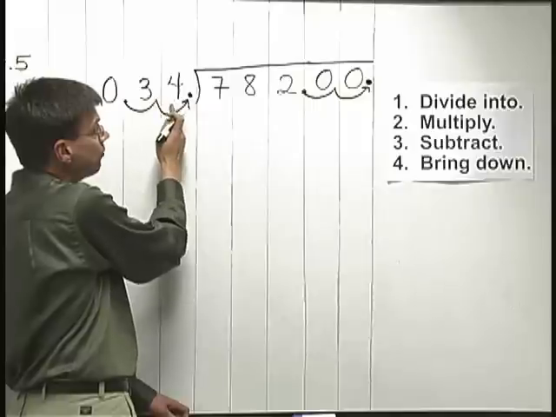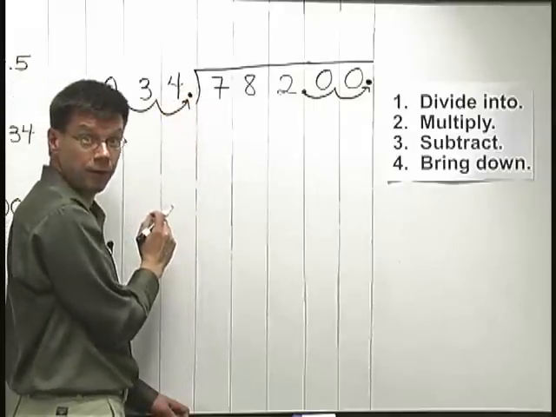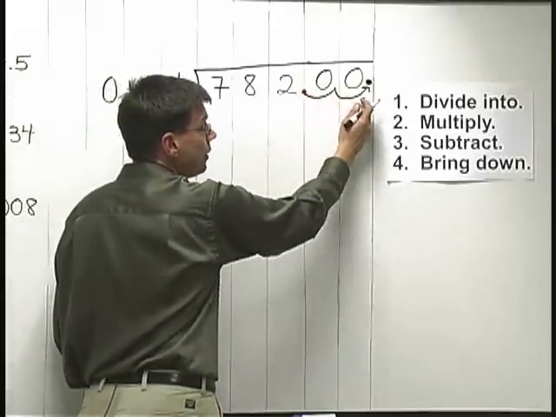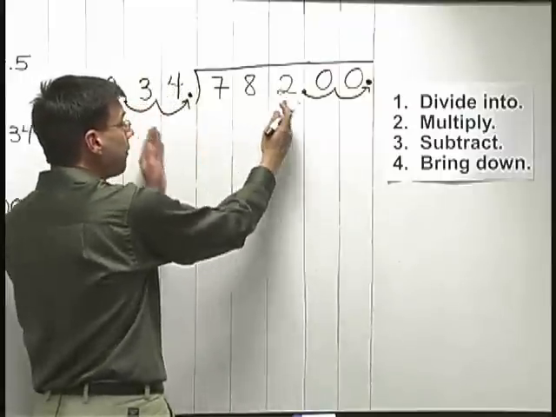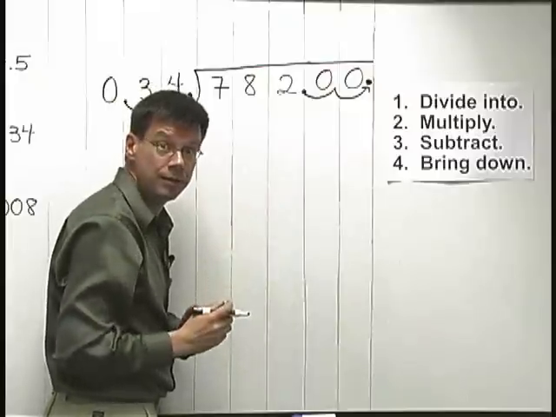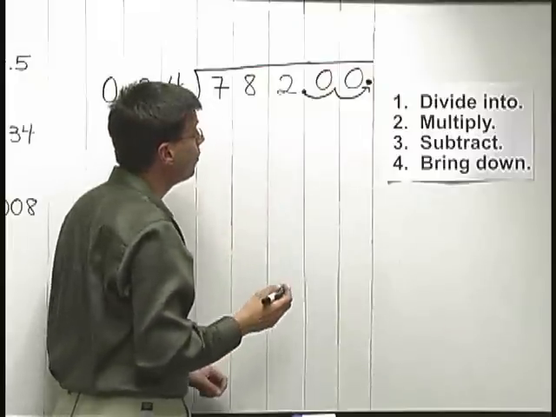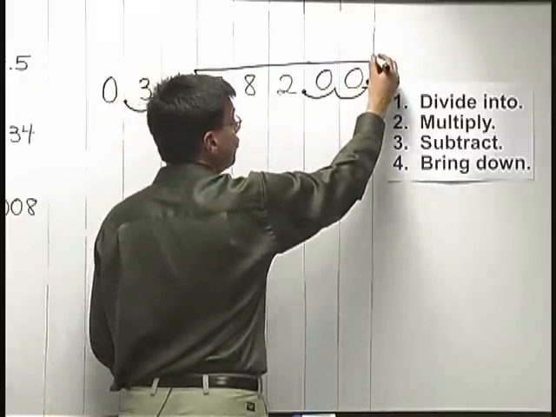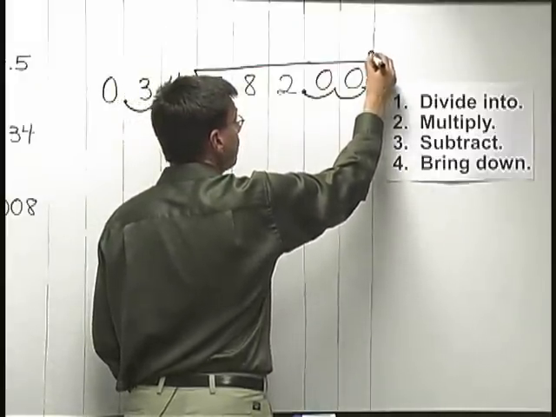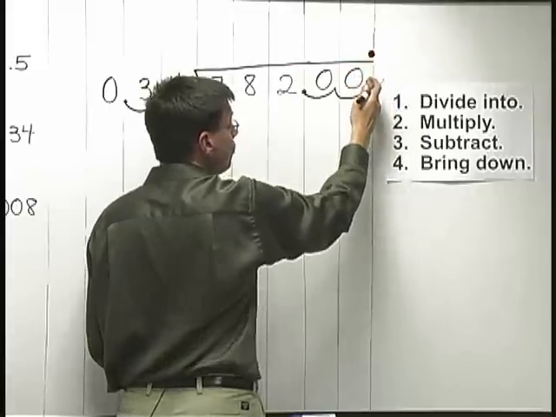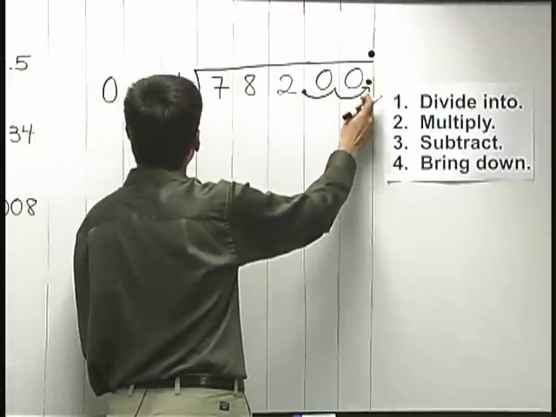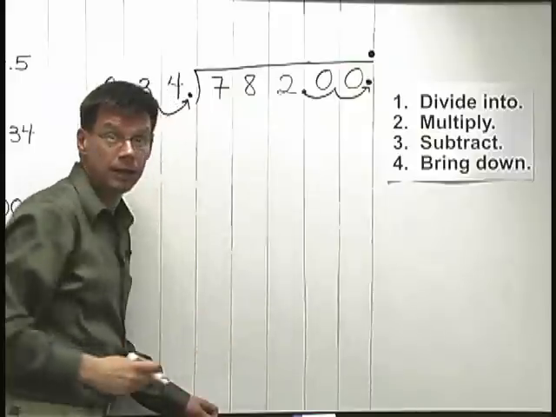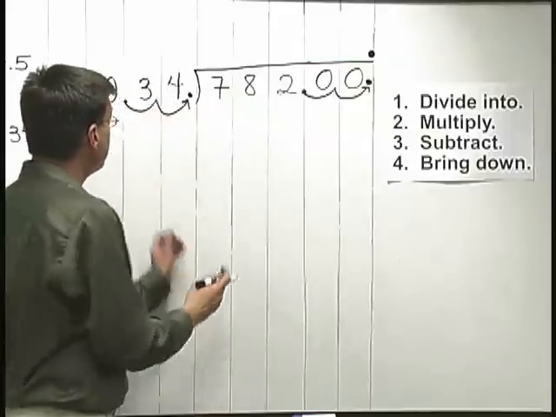I move the decimal point 2 places to the right in front, and I also move the decimal point 2 places to the right inside. I have to move the decimal point the same number of places in both positions. The decimal point in my answer will be right above the new position of the decimal point inside the long division box. Now let's go ahead and start the long division process.